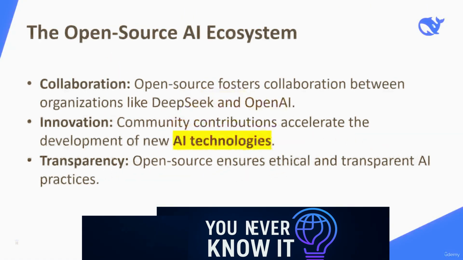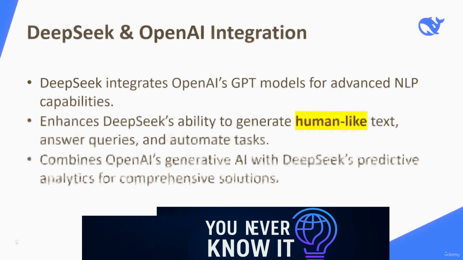The open source AI ecosystem collaboration. Open source fosters collaboration between organizations like DeepSeek and OpenAI. Innovation: community contributions accelerate the development of new AI technologies. Transparency: open source ensures ethical and transparent AI practices.